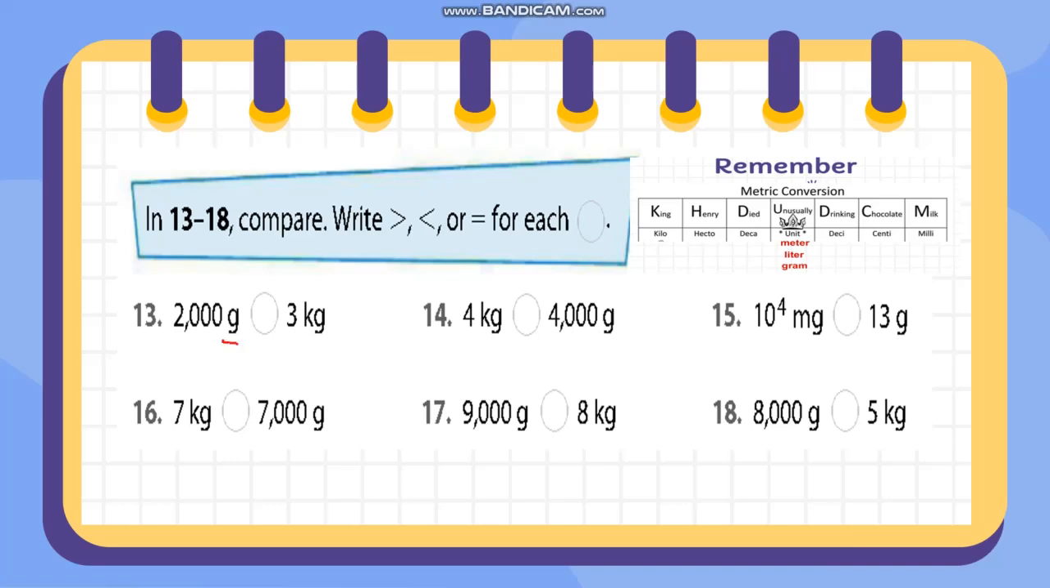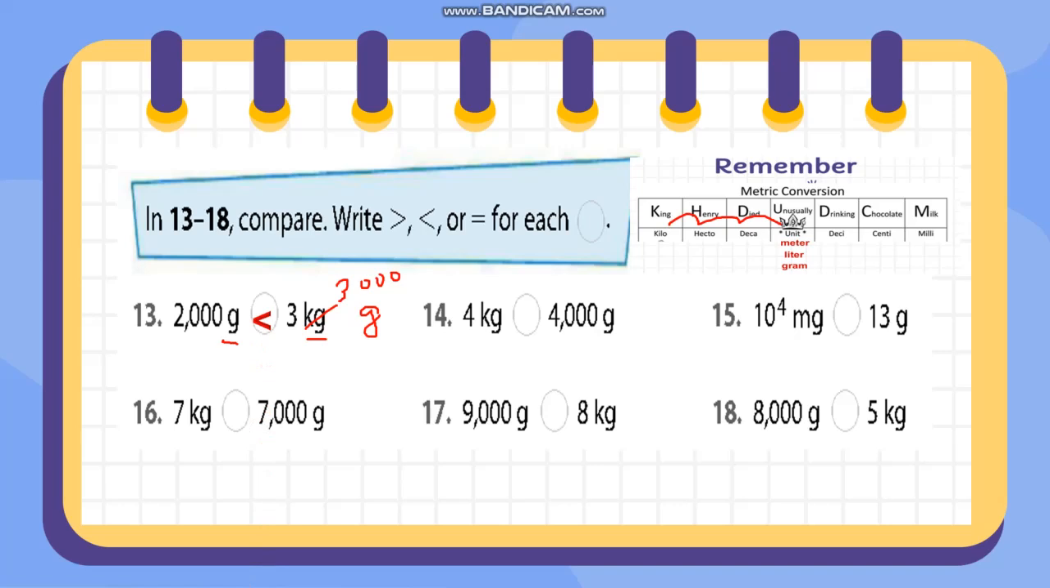Now, let's compare. Gram to kilogram. You can decide if you can change gram to kilogram, or kilogram to gram to make it the same. Our objective before you compare is to make the units the same. So I need to change kilogram into gram. Kilogram to gram means multiply by 1000 because I have 3 movements. So 3 multiplied by 1000 is 3000 gram. So 2000 grams compared to 3000 gram, of course, the bigger is 3000 gram.